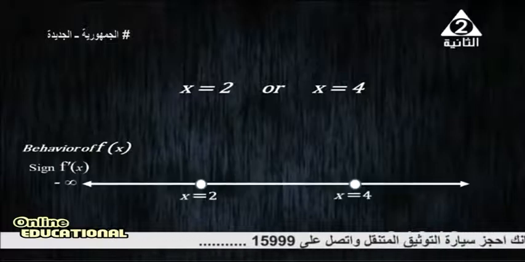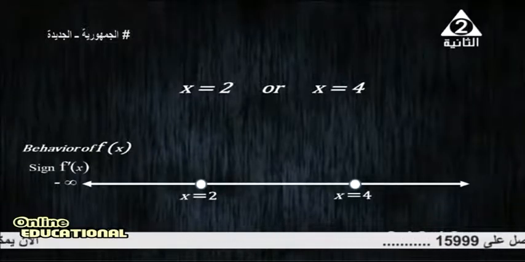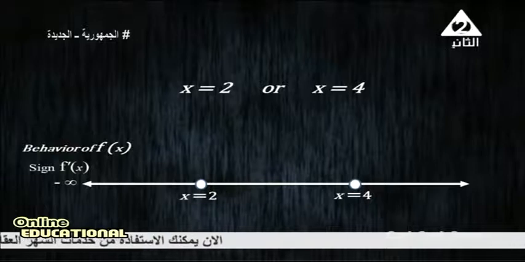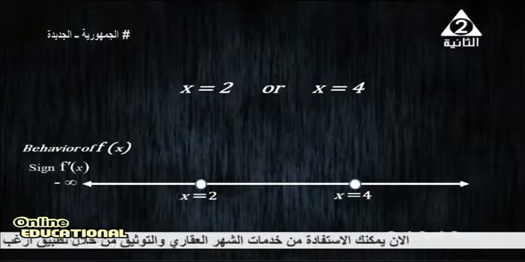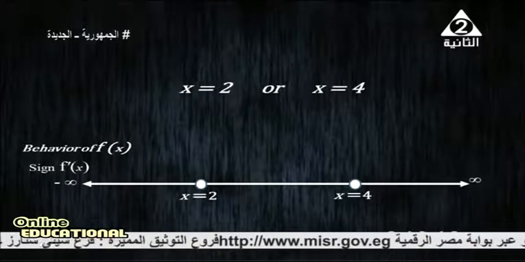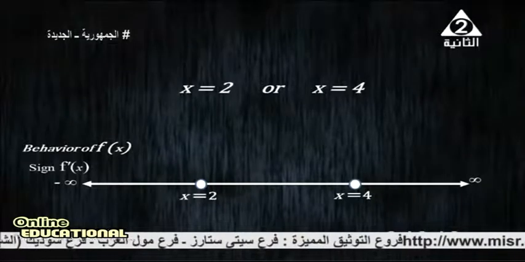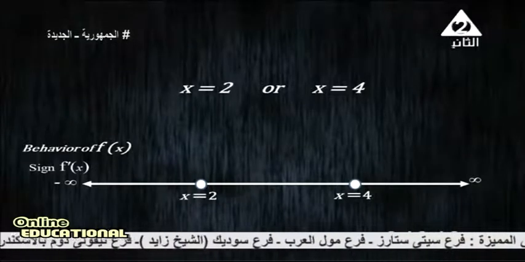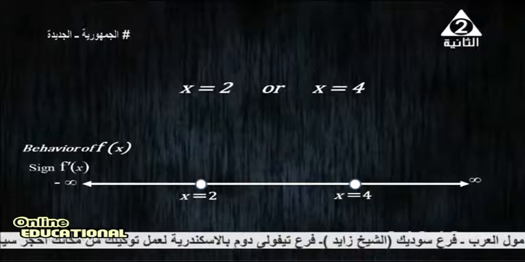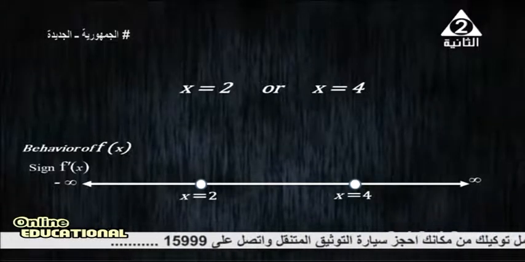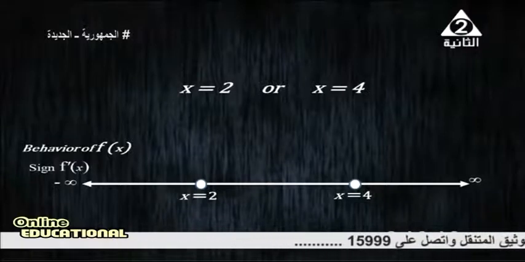Now we can draw a number line from negative infinity to infinity and discuss the sign of the first derivative f dash x and the behavior of the function f of x. We have three intervals. The first interval from negative infinity to 2 open, the second interval 2 to 4 open, and the third interval 4 to infinity open.